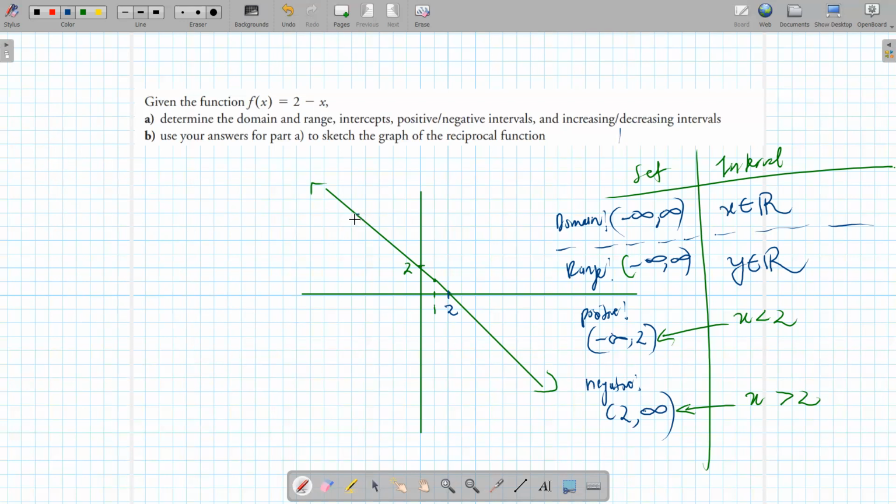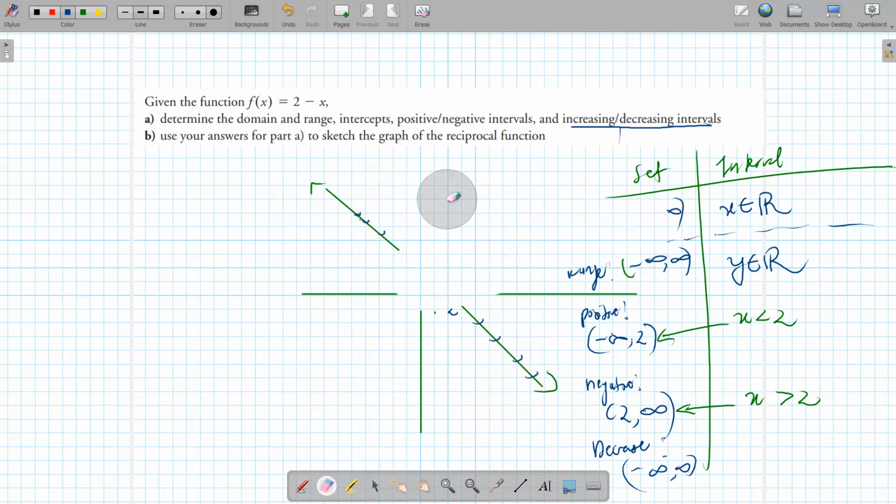This graph, is it going up or down? Down, right? So look at this. The next question is increasing, decreasing intervals. This function is always going to decrease, right? It's going down all the way through. It's never going to increase. So in terms of that, it's going to decrease from negative infinity to positive infinity. For any x value, it's always decreasing. Cool?